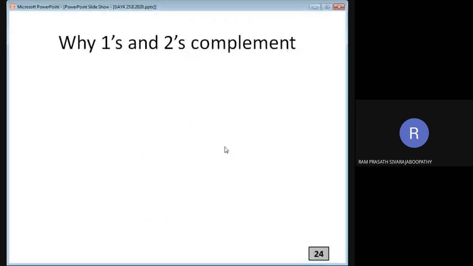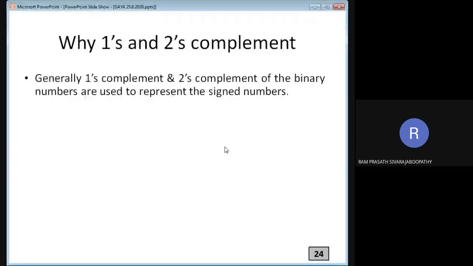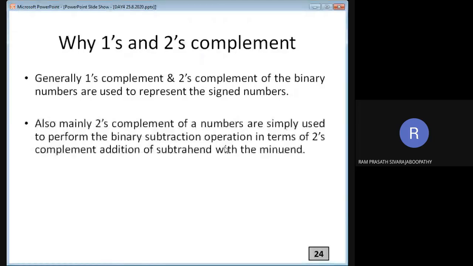Okay. So 2's complement of a binary number is used to represent signed numbers. So to represent signed numbers, we use 1's complement and 2's complement in the binary number system. Another advantage of two's complement is that we use it to perform binary subtraction.